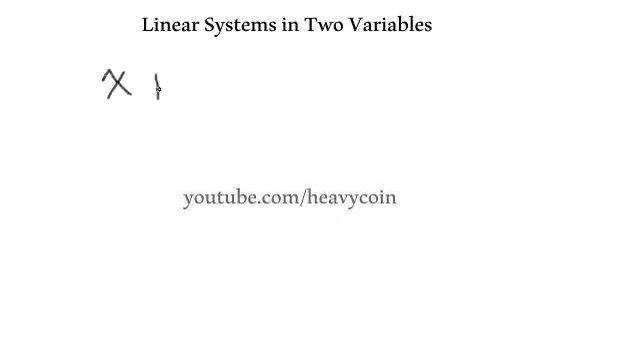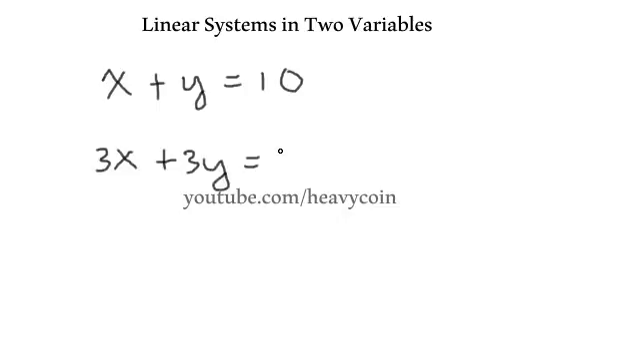Let's say we had x plus y is equal to 10. Now, I'm going to multiply, let's say 3, it doesn't matter, we multiply a number all the way across, and let's say we have 3x plus 3y is equal to 30. If we were to graph each one of these individually, it turns out they'd be the same graph.